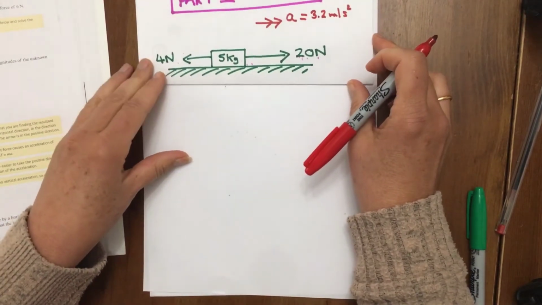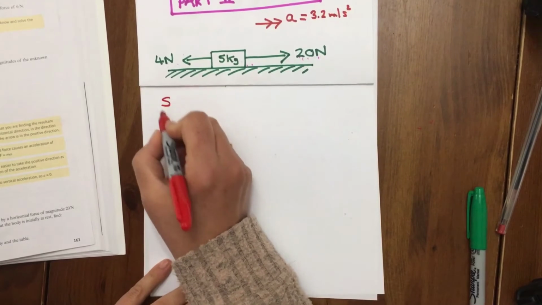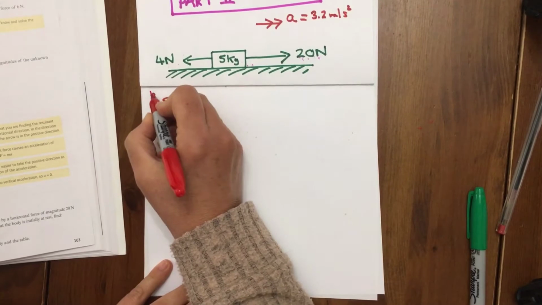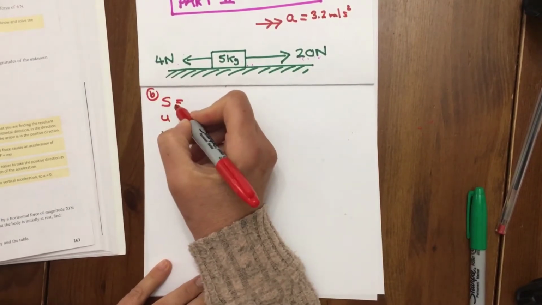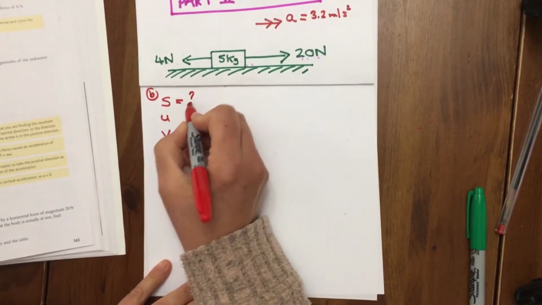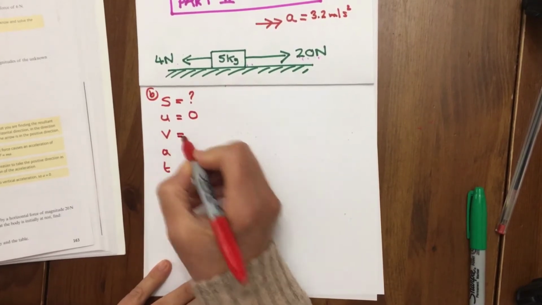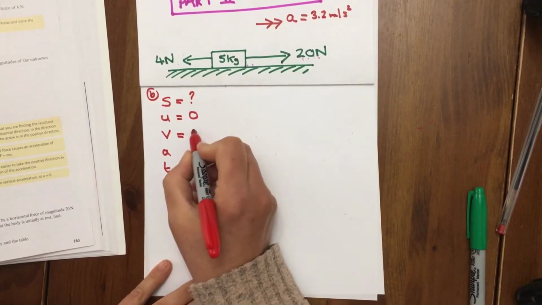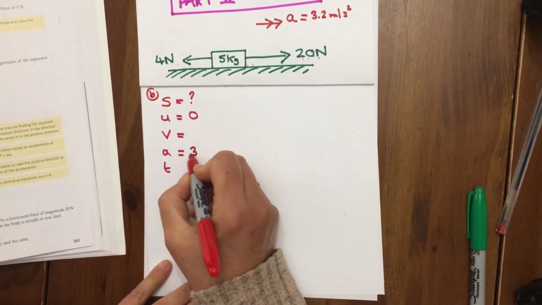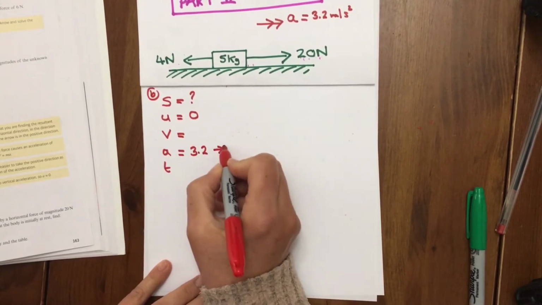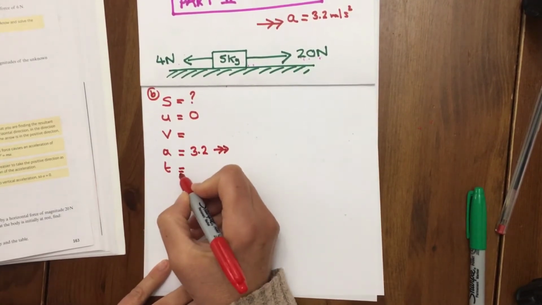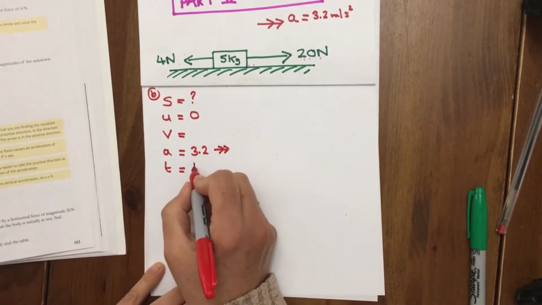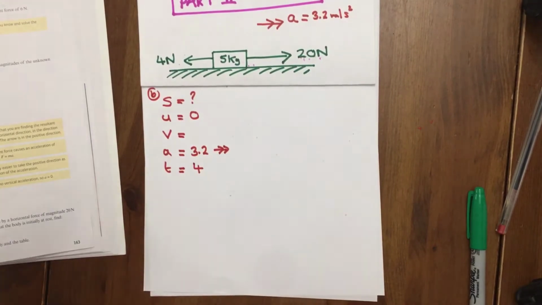So let's look at what we've got. I'm going to write my SUVAT down here. And this is part B that I'm now doing. So you're asked to find the distance. You're told initial velocity is 0. We're not told about the final velocity, so I'm not going to use that. We know the constant acceleration going in this way is 3.2. And it says that we want to find the distance travelled in the first 4 seconds. So we're told t is 4.